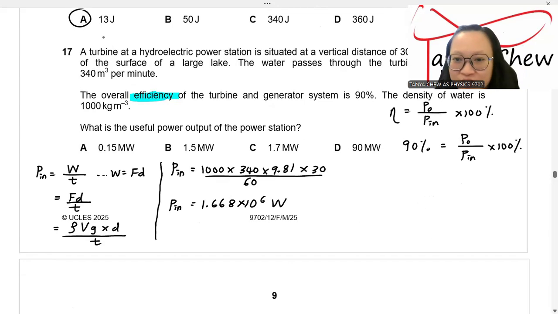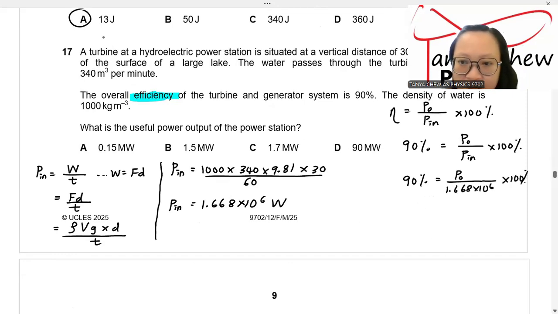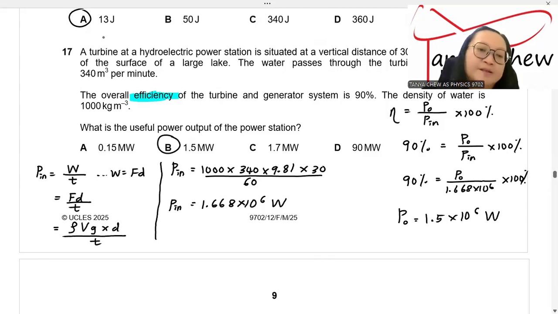So I substitute into this equation, I get 90% is equal to output power over 1.668 times 10 to the power of 6 watts, times 100%. Make the output power the subject, which is equal to 1.5 times 10 to the power of 6 watts. So B is the answer, 1.5 megawatts.